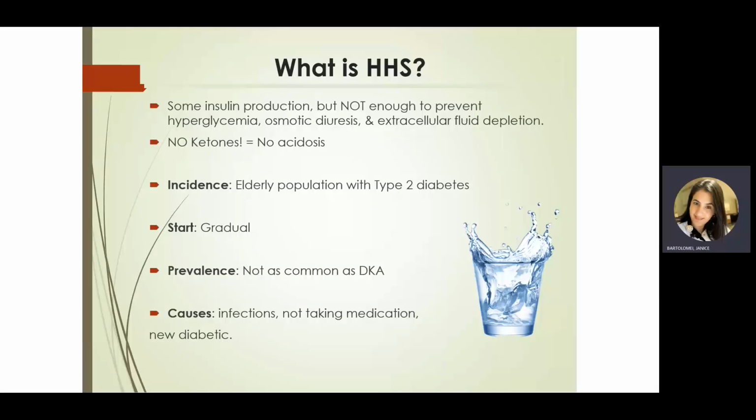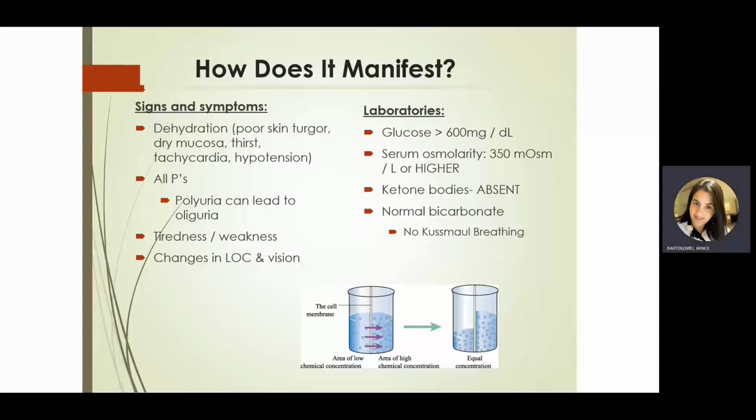The onset is gradual and it's not as common as DKA, but it is very common in type 2 and the elderly population. Okay, so how do we recognize HHS from DKA? How do we compare them? And I strongly suggest that you put them side by side.